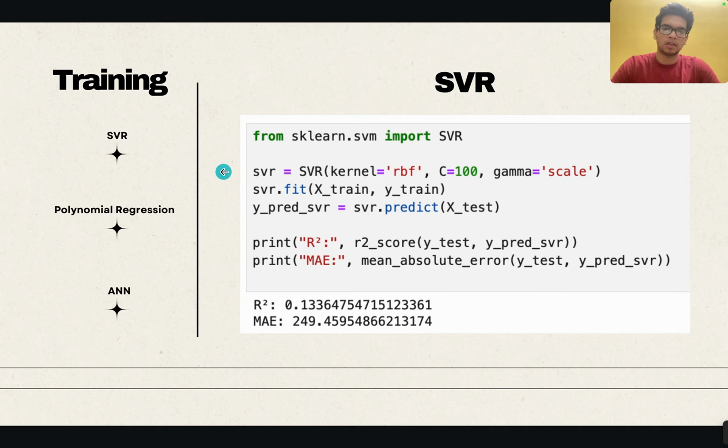SVR is a regression algorithm, support vector regression, which defines a prediction line based on the margin between my current line and all the data points around it. The closer distance between my line and my data points is called a margin, and it is used to optimize the line for a better fit. We are using an RBF kernel, which is a radial basis function, and upon training this model, we get an R squared value of 0.133 and a mean absolute error of 249.